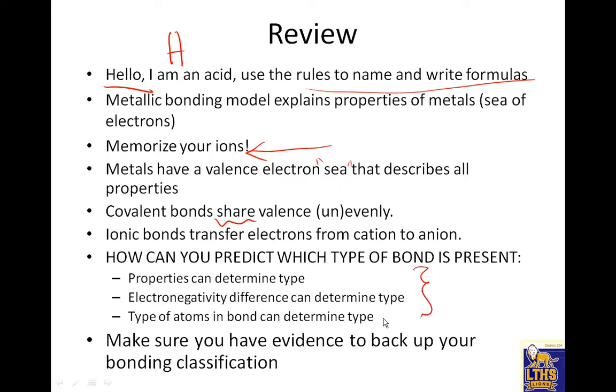How can you predict what kind of bond is present? All right. Look at the properties. Look at the electronegativity difference. Look at the type of atoms. Okay. Make sure you have evidence to back up your bonding claims.